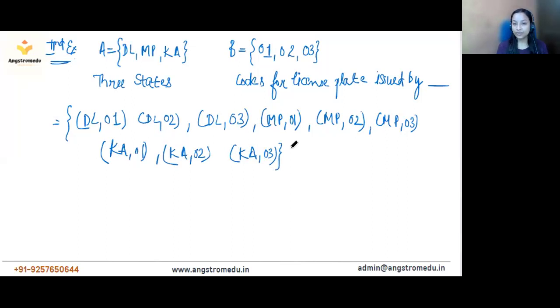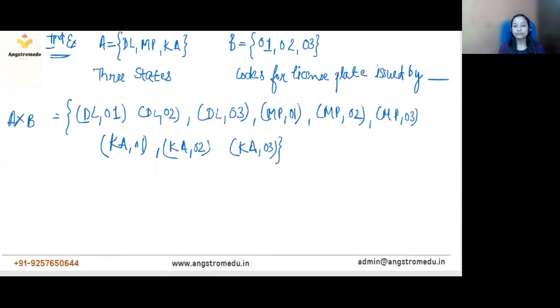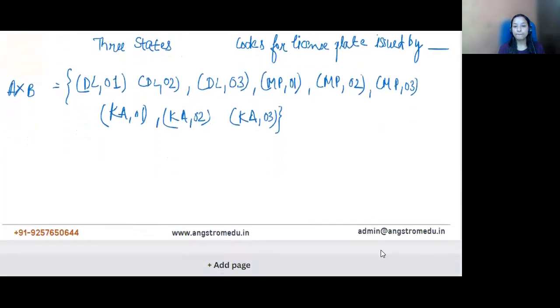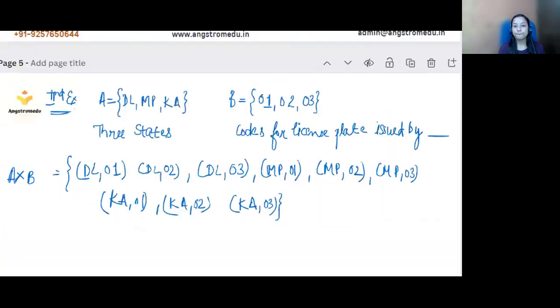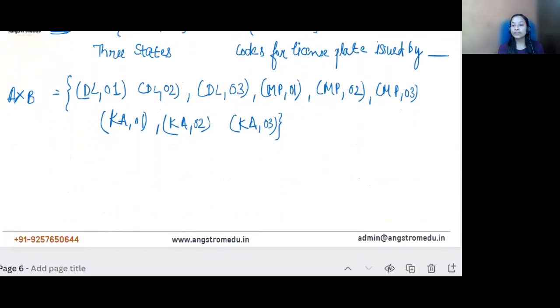Do you understand what I'm talking about? Okay. So this is nothing but the Cartesian product of the two sets, that's A cross B. Right? You have understood what we are talking about? So this is the Cartesian product.